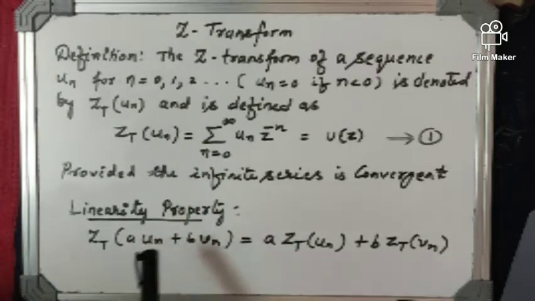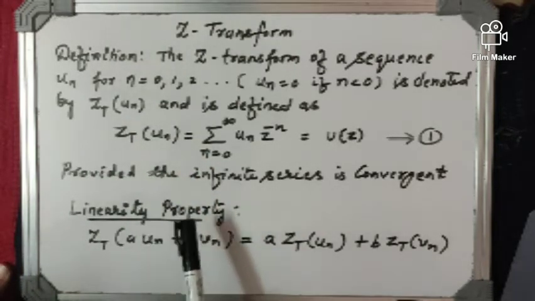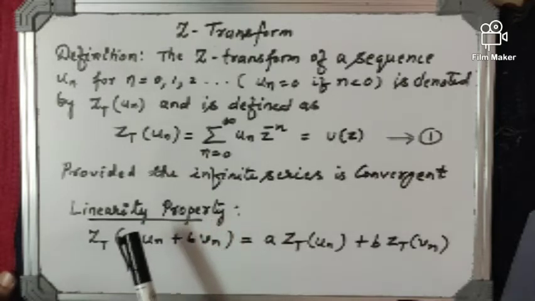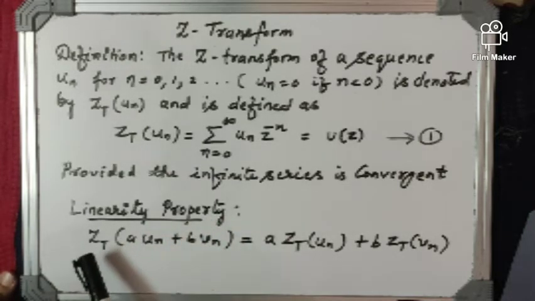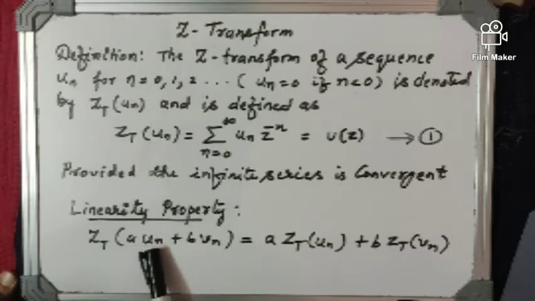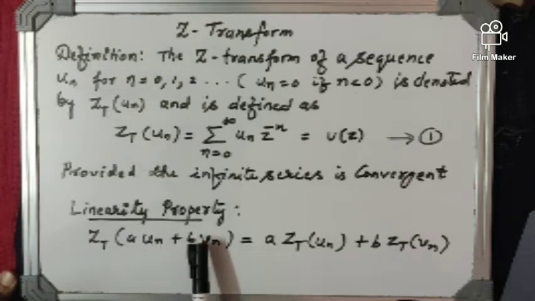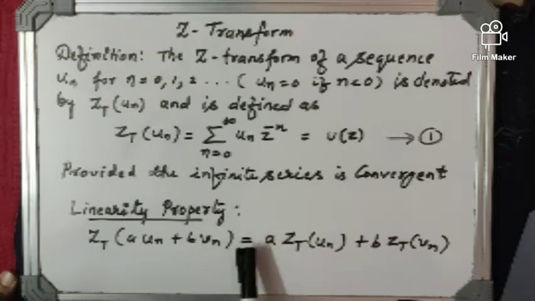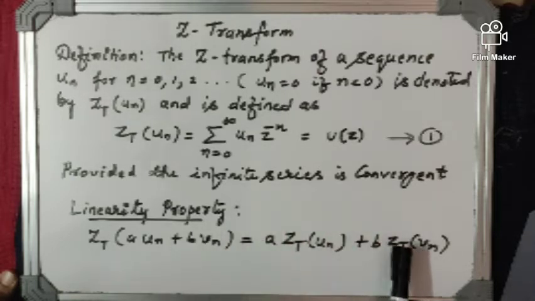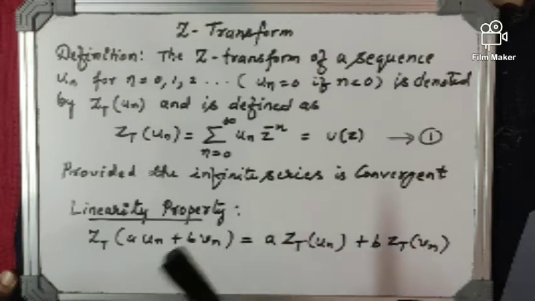And the linearity property. We studied the linearity property in Laplace transform also. So here the same thing holds. Z transform of A into the sequence un plus B into another sequence Vn is equal to A into Z transform of the sequence un plus B into Z transform of the sequence Vn.